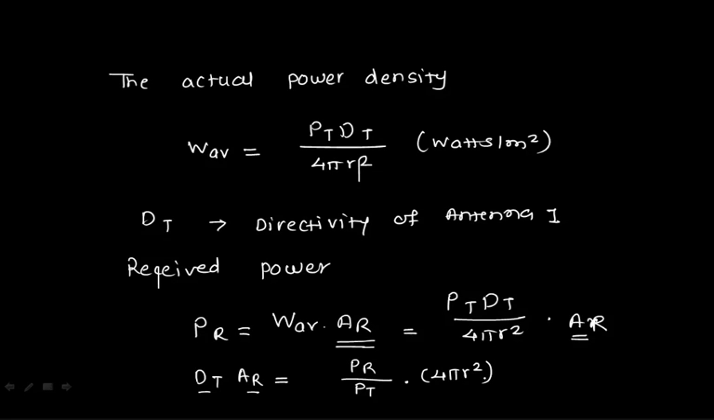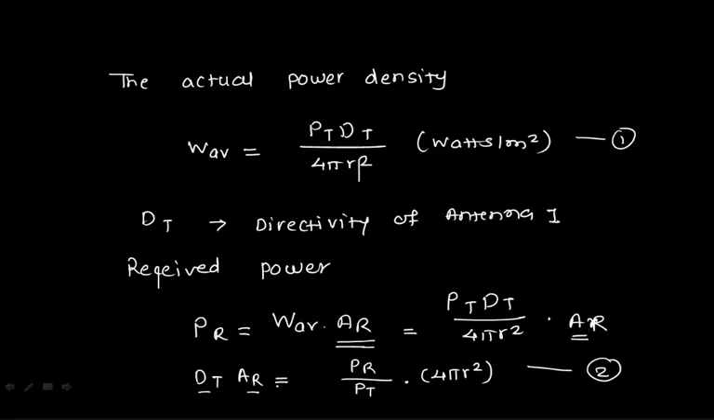Now if I'm comparing both the equations, I have two equations here. I just denote this equation with equation number 1 and this equation with equation number 2. If I'm comparing these two equations, I can say that the ratio of received and transmitted power into 4 pi r square is nothing but the DT AR.